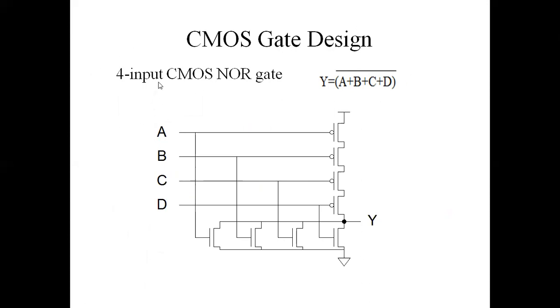Since we have 4 inputs, we require 4 NMOS transistors and 4 PMOS transistors. The number of transistors equals the number of inputs that we are going to use.